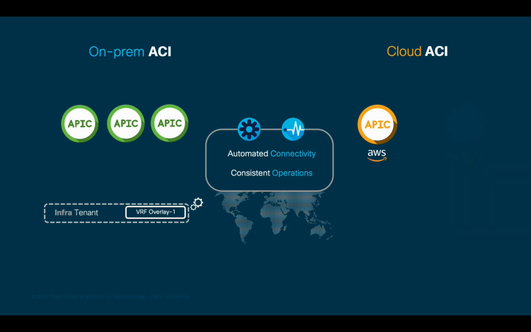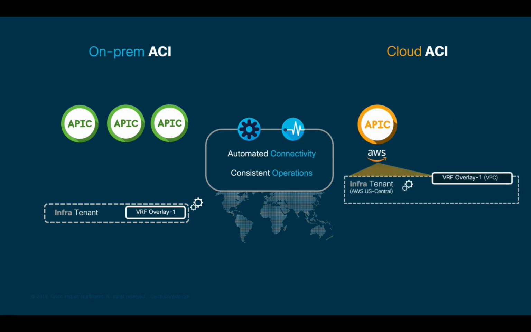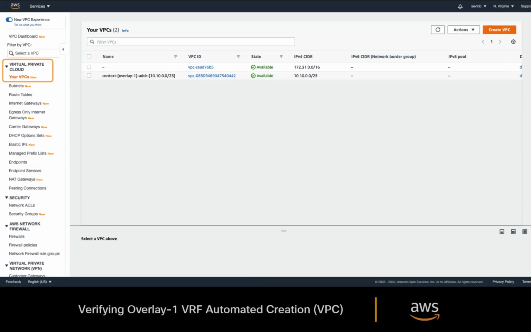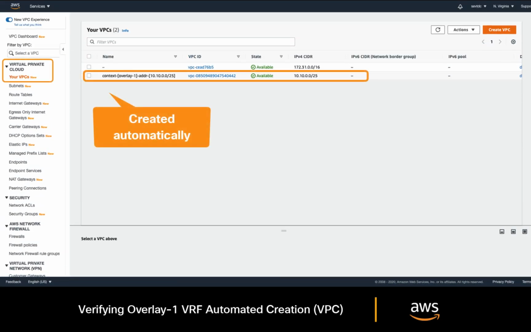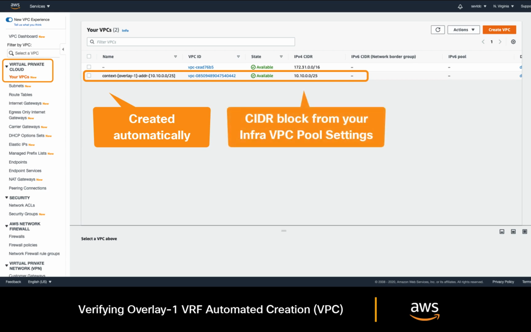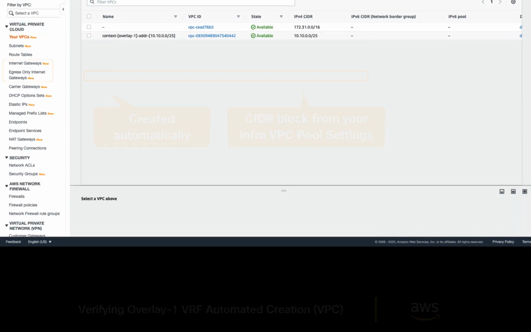Let's take AWS for example. Your APIC is running on the Infra tenant, which translates to the account you use in order to deploy your APIC in a specific region. As part of such automated deployment, a VPC was created to provide your cloud APIC with cloud networking services behaving as the Overlay 1 VRF. After you deploy your cloud APIC service, you can verify the automated creation of such VPC by going to the corresponding section in your AWS console.